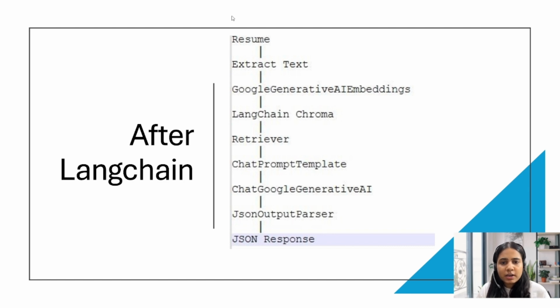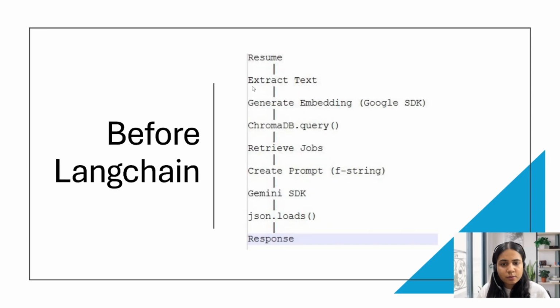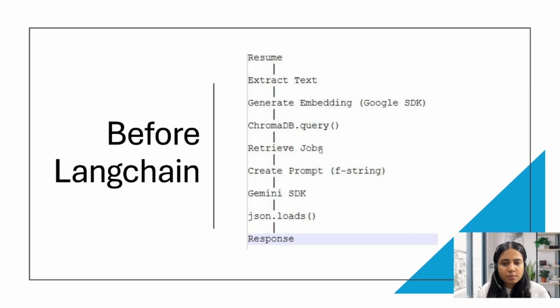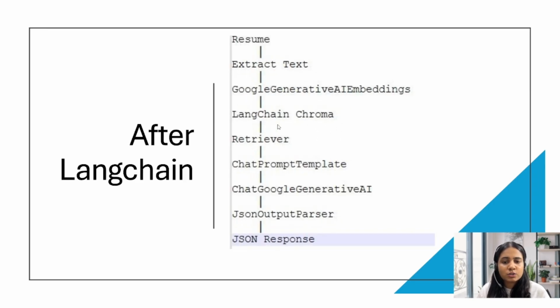Okay, so we have our resume and we extract the text. We are still doing this process, but in place of generating the embedding directly, we are going to use the Google Generative AI embedding. This is the LangChain method which we are going to use here for generating the embedding. Then LangChain Chroma. Before, we were directly querying ChromaDB, but here we are going to use LangChain Chroma, and then the retriever. This will retrieve the information.